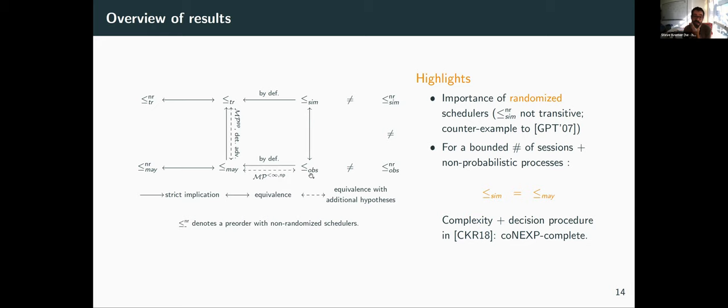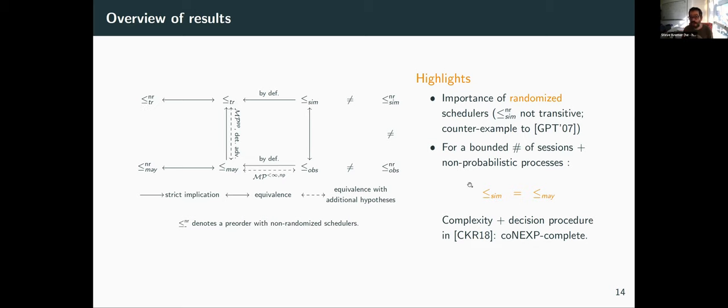And then we have the usual implications like simulation implies trace equivalence, and for trace equivalence and may testing equivalence, actually it doesn't matter whether you consider non-randomized schedulers or randomized schedulers. And this is kind of an interesting result, because reasoning about non-randomized schedulers is nevertheless easier actually to do.